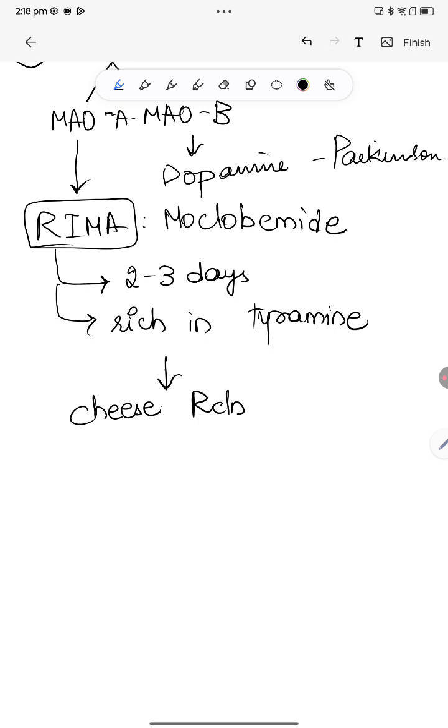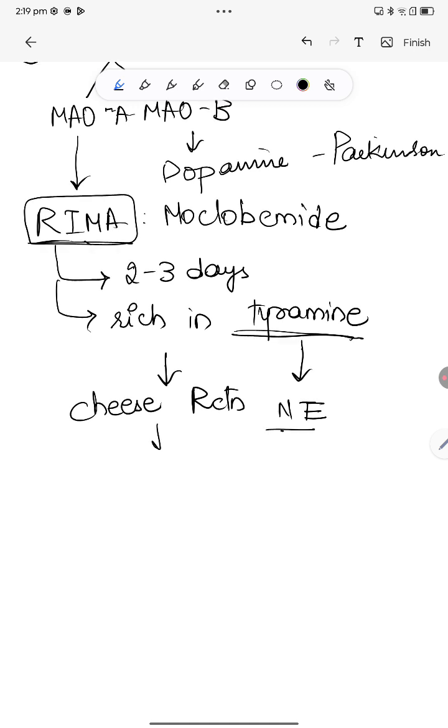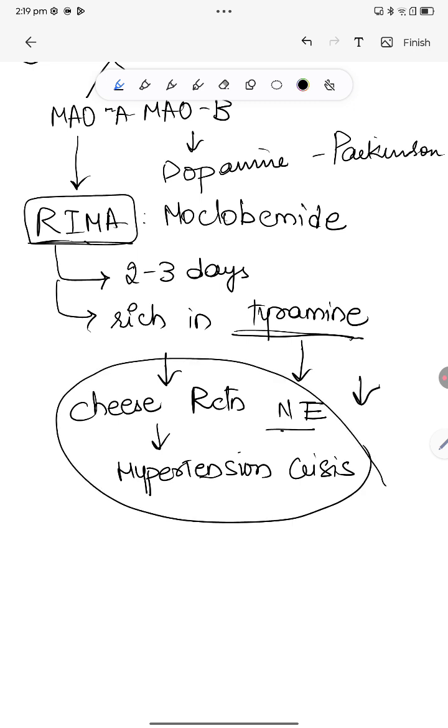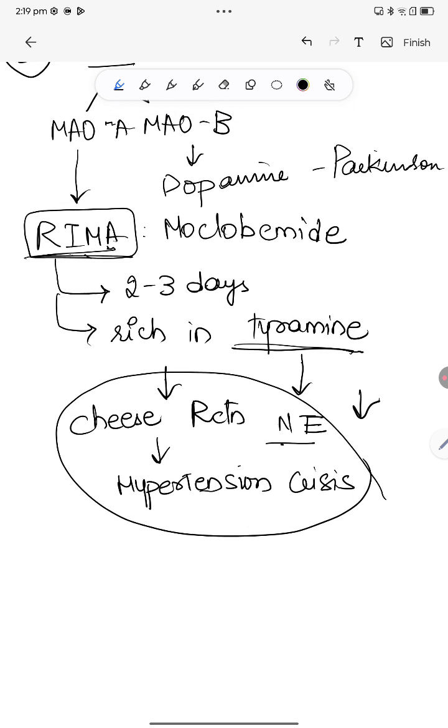What do I mean by cheese reaction? Tyramine acts by replacing norepinephrine. Whenever the patient is on RIMAs, this tyramine will not be metabolized, and norepinephrine will be uncontrollably released on appropriate stimulus, resulting in a hypertensive crisis, which is life threatening. This hypertensive crisis is of very low intensity when we use RIMAs, and it is of very high intensity for the previous drugs which were irreversible inhibitors of MAO.